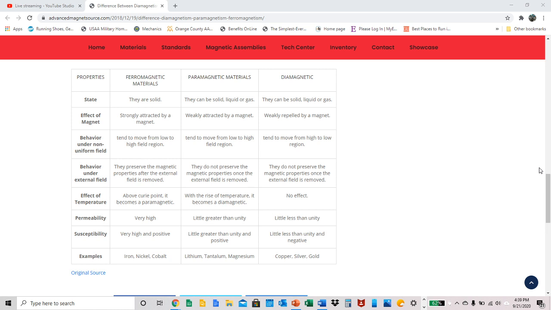And then you also have susceptibility and some examples, which we covered in the slide. Ferromagnetic materials: iron, nickel, cobalt. Paramagnetic materials would be lithium, tantalum, and magnesium. And diamagnetic materials, like I said, copper, silver, and gold are also diamagnetic, basically considered non-magnetic.